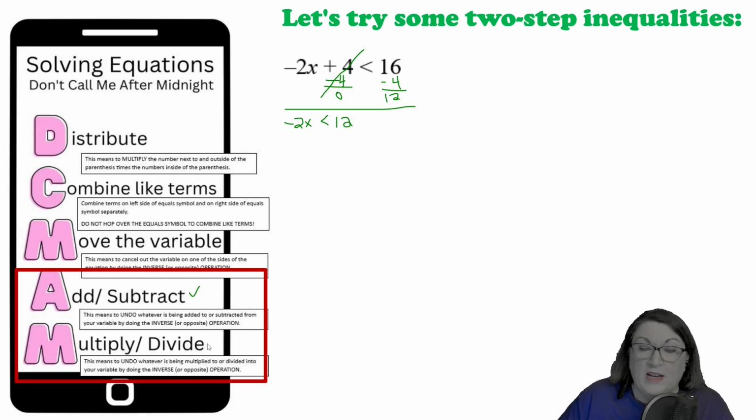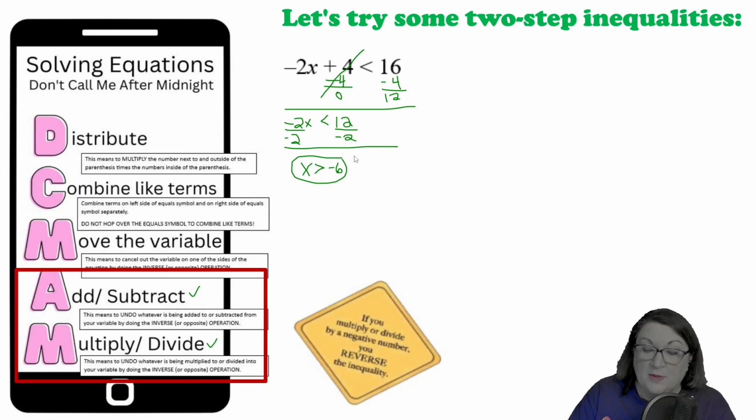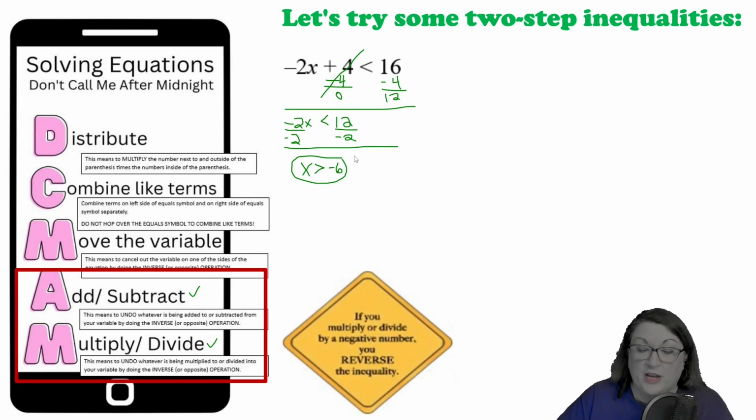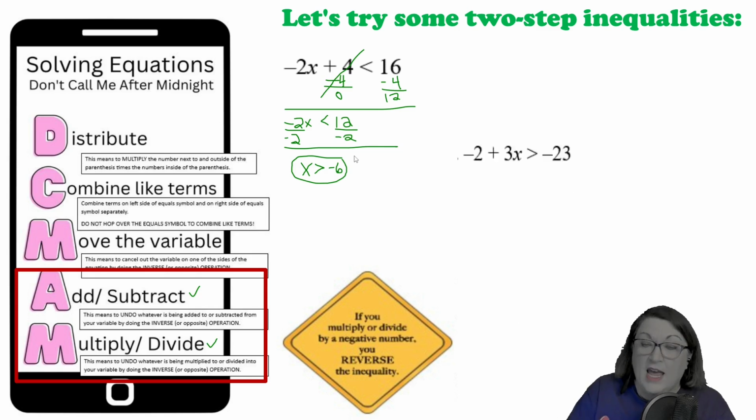And then the multiply divide step, we're dividing by a -2. We're dividing by a -2, which means I'm going to have to use that reversing the symbol thing. So x is not less than -6. It's going to be greater than -6 because we have to flip that symbol, because 12 divided by -2 is -6. So there's one for you. And I'm just going to put this up here just in case you guys forget about this. This is the big difference between solving an inequality and solving an equation.